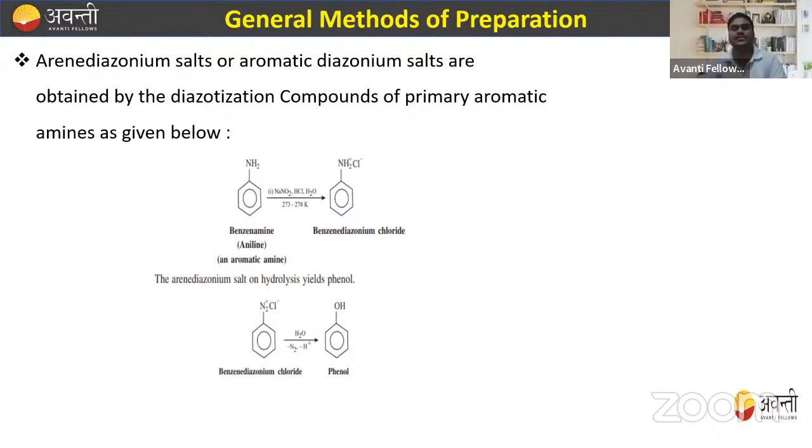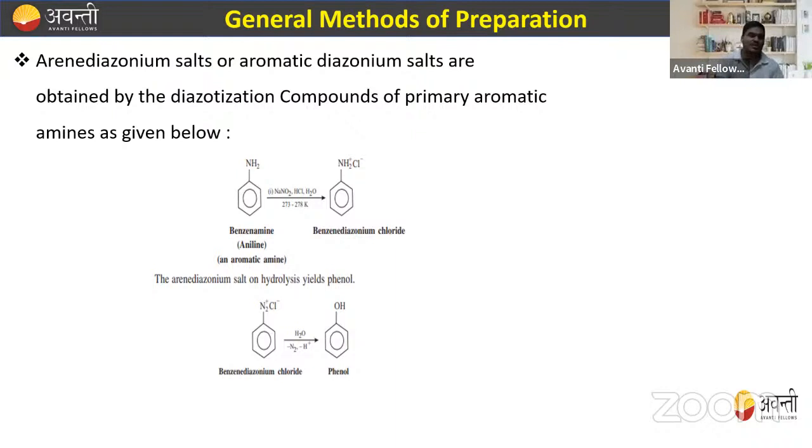what are the general methods for the preparation of phenol? Arene diazonium salts, or aromatic diazonium salts, are obtained by the diazotization of primary aromatic amines, and from this arene diazonium salt we can prepare phenol easily, right? So let us see how you prepare arene diazonium salt. When benzenamine or aniline, an aromatic amine, is treated with NaNO2 and HCl in the presence of water at 273 to 278 Kelvin, then formation of C6H5N2Cl, that is benzene diazonium chloride, takes place.